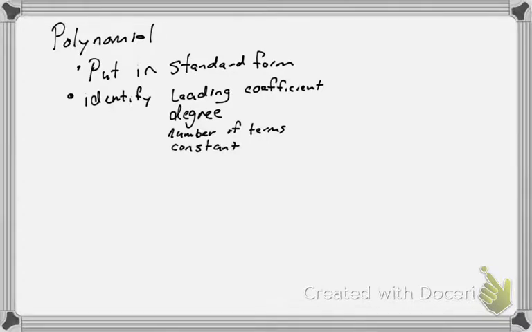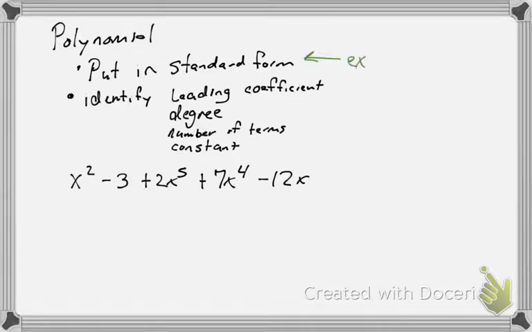So the polynomial that I'm going to have is x squared minus 3 plus 2x to the 5th plus 7x to the 4th minus 12x. So let's start with the standard form. Okay, standard form means the exponents are in decreasing order.